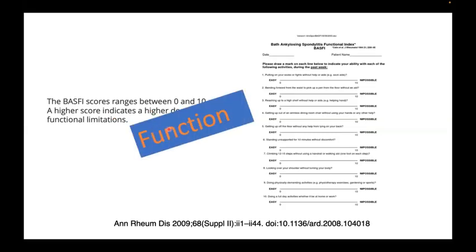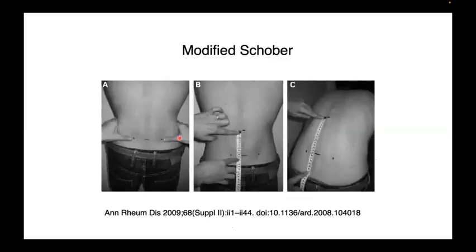So this will give you an idea how your patient is limited because of the disease. The second thing, then, there are some measurements you have to do, especially in the first visit, which include the modified Schober test. Of course, you all know how to do the modified Schober test.